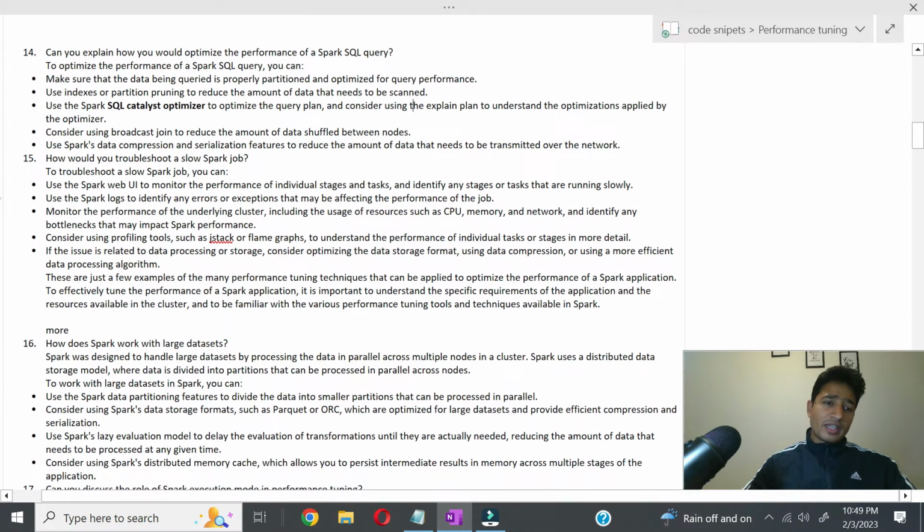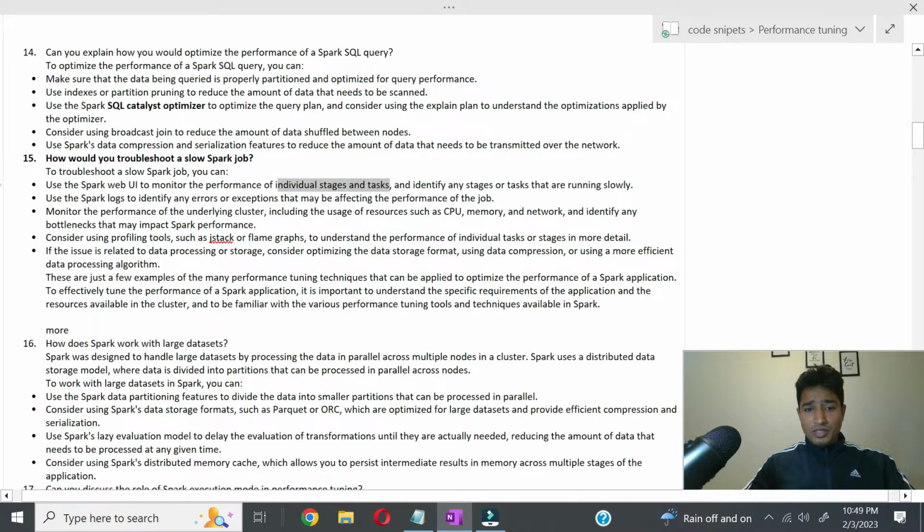Okay, how do you troubleshoot a slow Spark job? Very important question. So first of all, the first thing is to identify the slow Spark job, and once it has been identified, you can use the Spark Web UI to monitor the performance of individual stages and tasks.